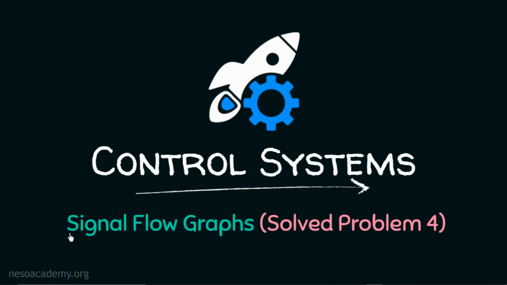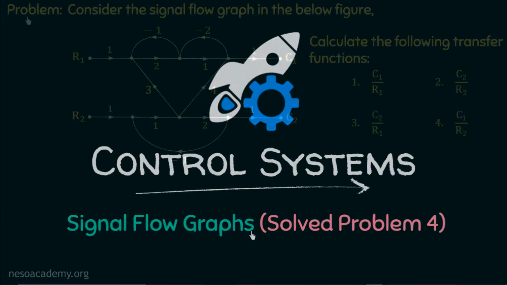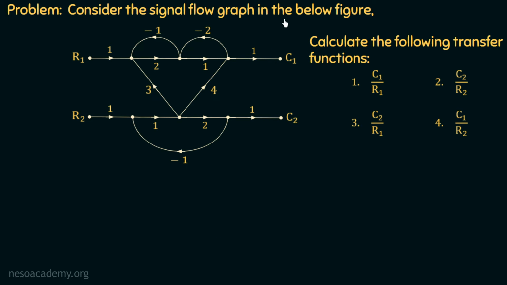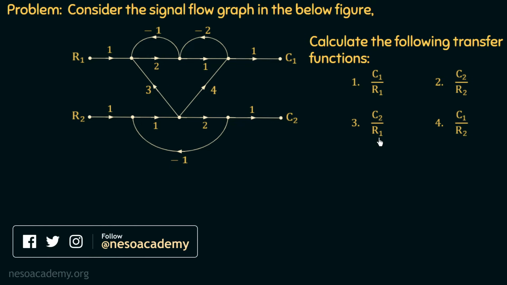Till now, we have discussed three problems based on signal flow graphs. Now, in this presentation, we are going to discuss problem number 4 on signal flow graphs. So, let's get started. Consider the signal flow graph in the below figure. One signal flow graph is given to us, and we need to calculate the transfer functions C1 over R1, C2 over R2, C2 over R1, and C1 over R2.